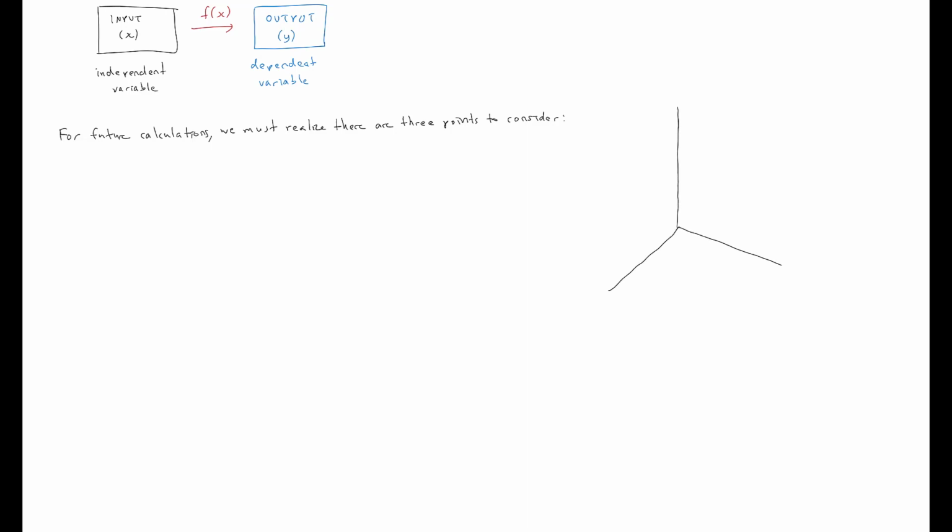Let's first draw the coordinate system. So we have x, y, and z. Our first point is going to be the origin O. And this origin is basically the origin of the coordinate system where all values are 0.